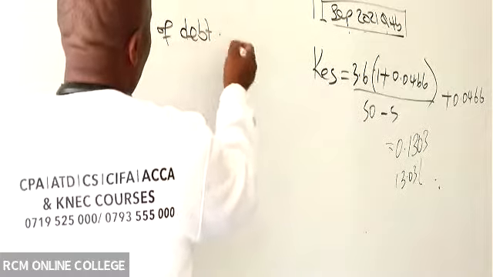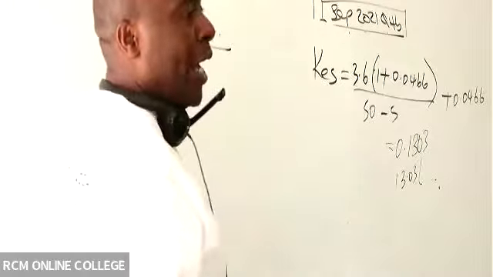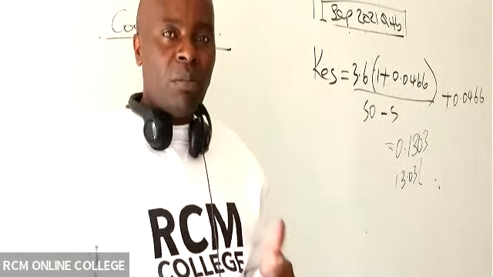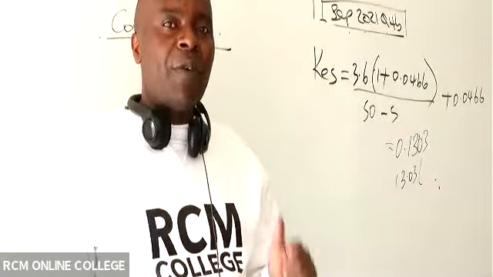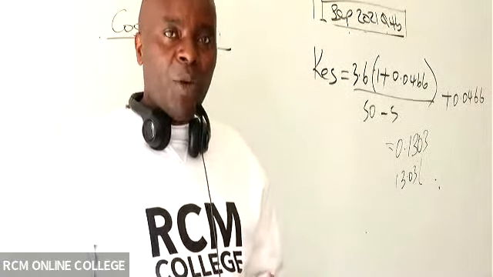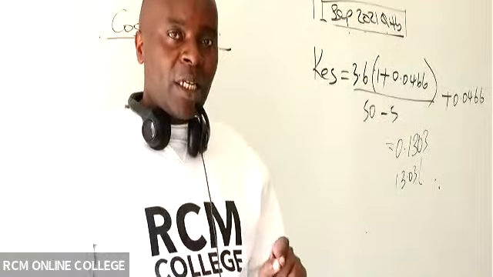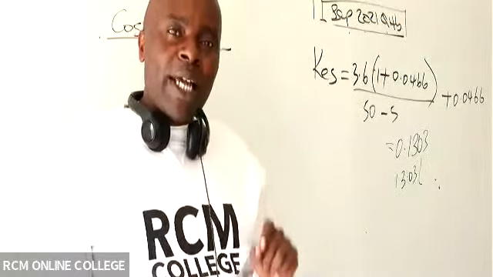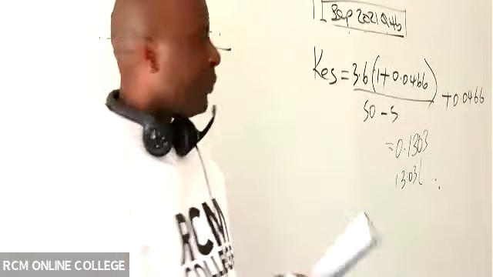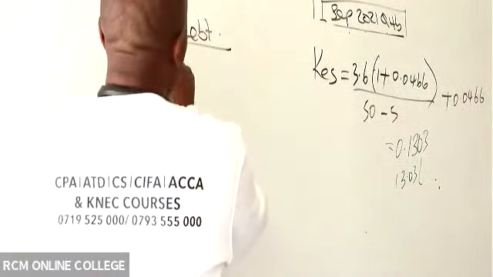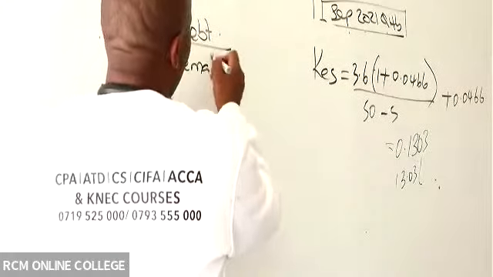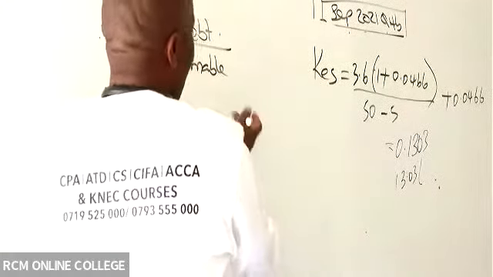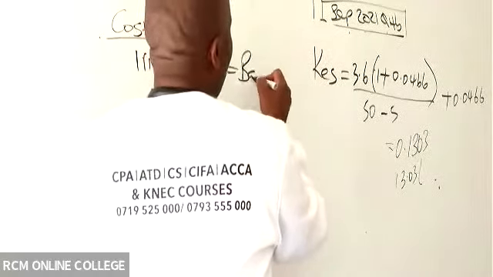Cost of debt. So for us, we have got two types of debt instruments. We have irredeemable, and then we have redeemable. You need to know how to get the cost of those two types of debt. So this one that I have here is irredeemable. How do I know it's irredeemable? Irredeemable means no redemption. We will never return it because there is no N.